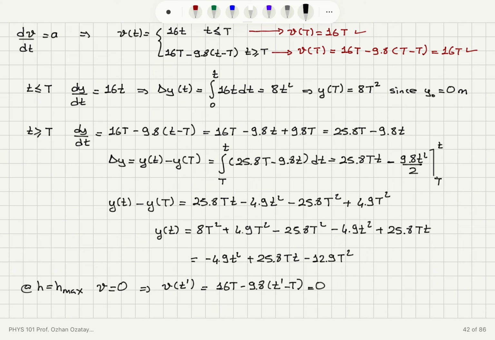And this gives me, for t prime, 25.8 capital T divided by 9.8. So you can see that here this is 16 capital T minus 9.8 T prime plus 9.8 T equals 0. So I take 9.8 T prime to the right hand side, so I obtain this value, which is equal to 2.63 times capital T.